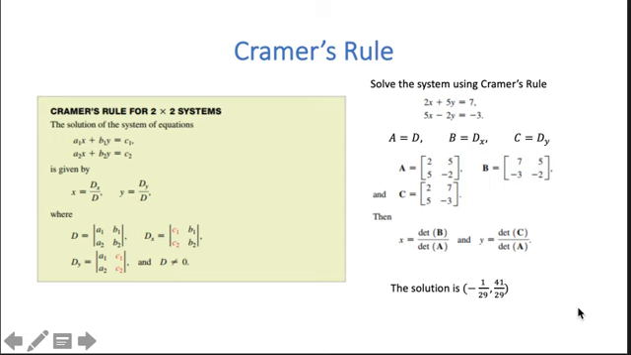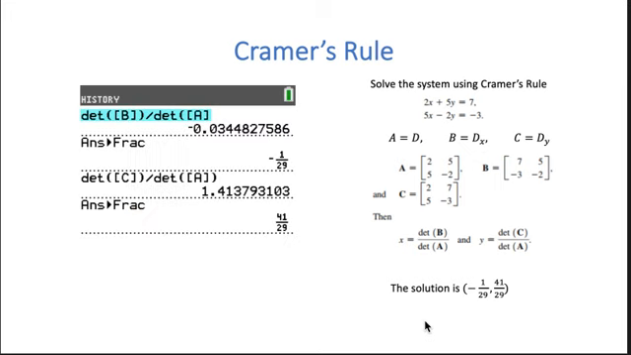And that's how we get the solutions of negative 1/29 and 41/29. Let me at least show you what that looks like on the calculator. So if you do it on your calculator, it looks like this. I put these matrices in my calculator, A, B, and C, and then you find the determinant of B divided by the determinant of A. That's your x value. The determinant of C divided by the determinant of A is your y value.